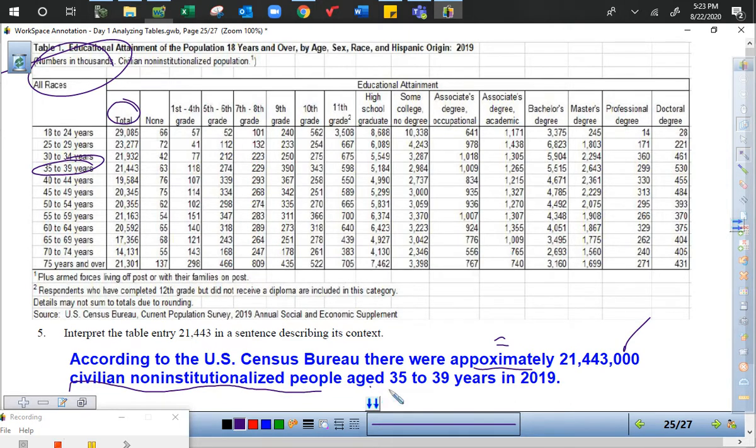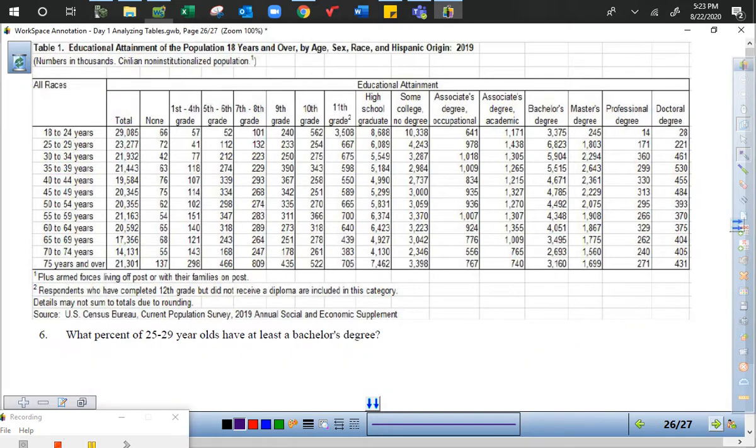But they were aged 35 to 39 years in 2019. Okay, not necessarily age that now. You've got to include that year. So the details matter here. Make sure you're including all those pieces, and the more you practice here, we'll get the hang of it as well. All right, last question on our paper here.